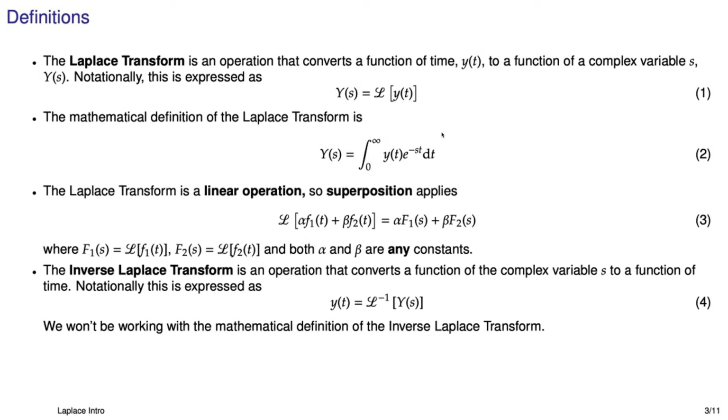Like all good operators, we can invert it and get back to where we started. So in this case, in equation 4, we take the inverse Laplace transform of y of s and get back to y of t. And the notation is that you take the cursive L and put a little superscript -1. It's not indicating that we have 1 over L or something. It's just saying that we're taking the inverse operation. Here we're not going to go into the math of the inverse Laplace transform. It gets a little crazy and requires some complex variable background.